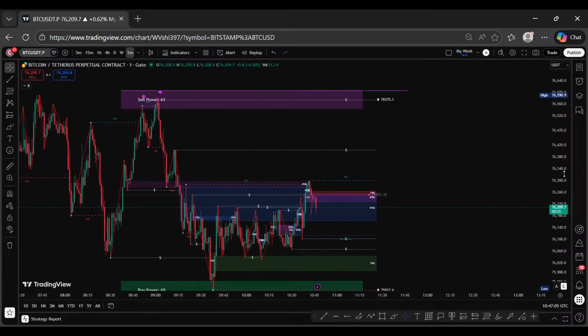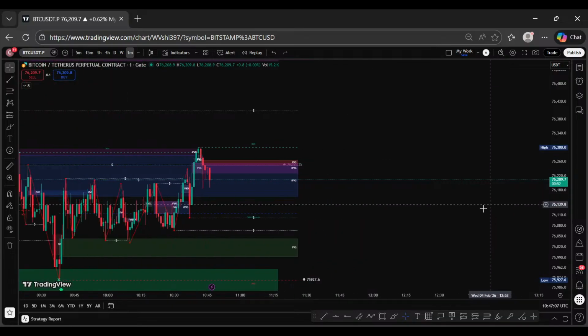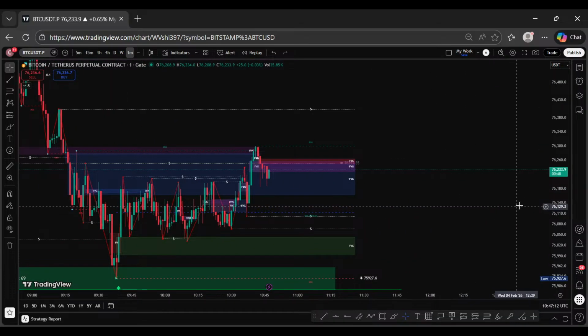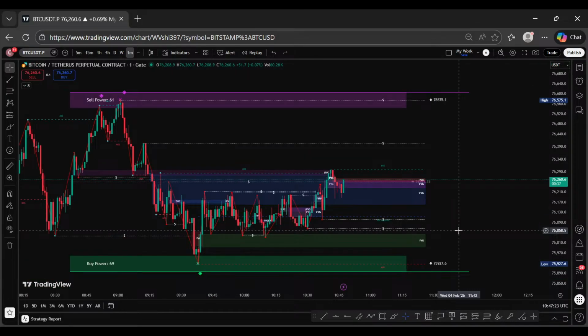With the price of $76,709, Bitcoin is moving sideways.